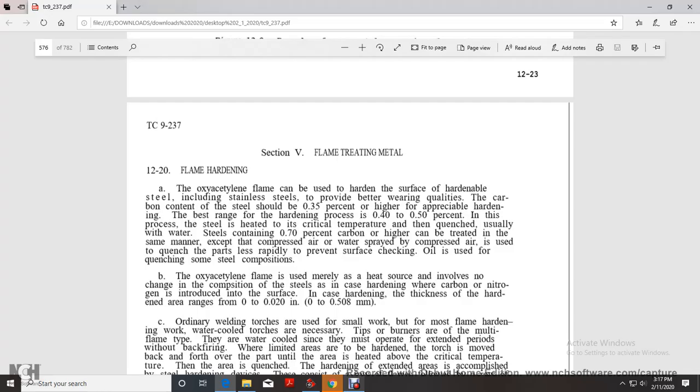Alright, Chapter 12, Section 5, Flame Treating Metal, Flame Hardening. Oxyacetylene flames can be used for surface hardening of hardenable steels, including stainless steel, to provide better wear quality. It depends on the carbon content of the steel, which should be 0.35 percent or higher for appreciable hardening.